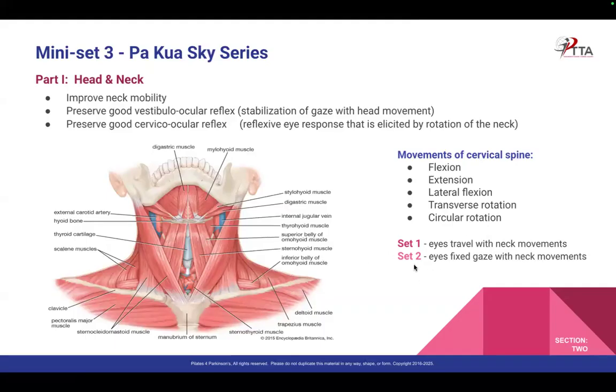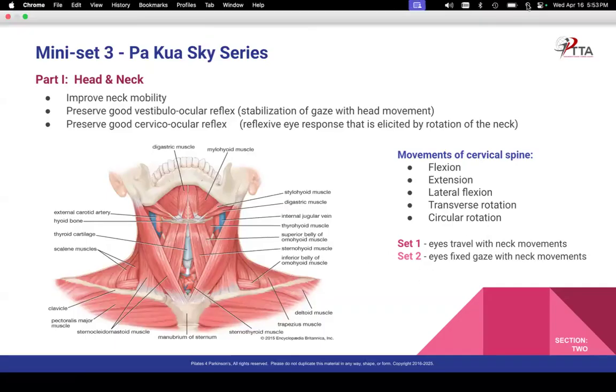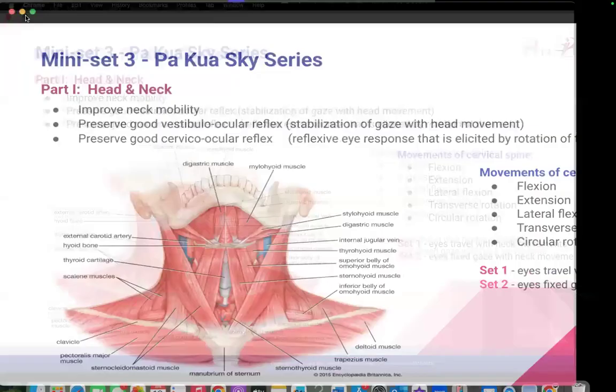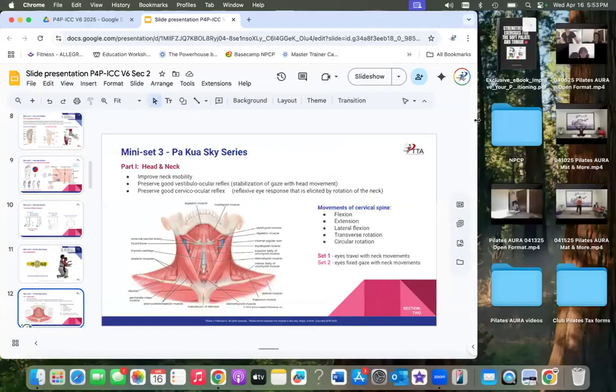And then what I want to show you also, hold on, I've lost everybody. Here we go. Okay, what I also want to show you is when you're doing the exercises with the head and neck in the beginning, especially if you have a client who's really stiff through the neck, you're going to do them two ways. So I will show you here.